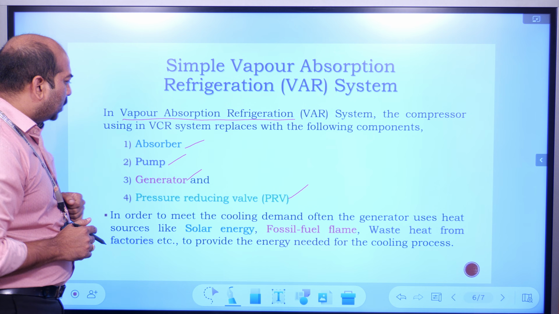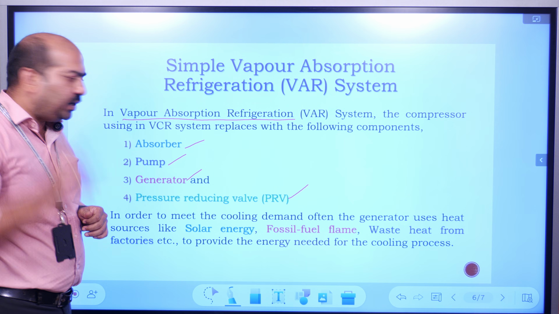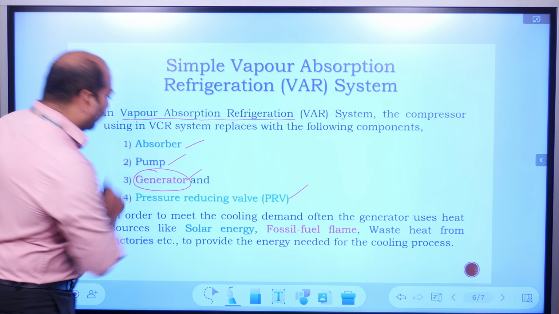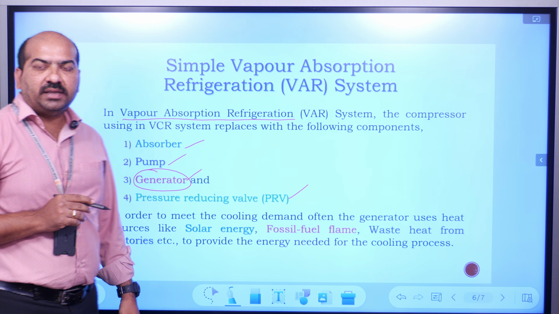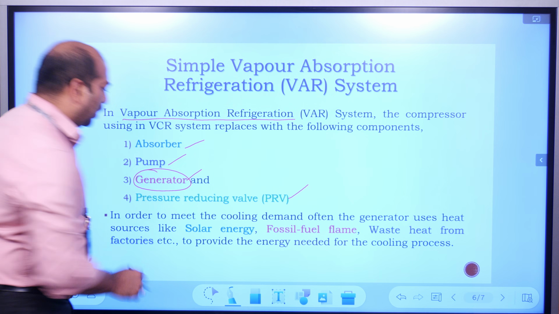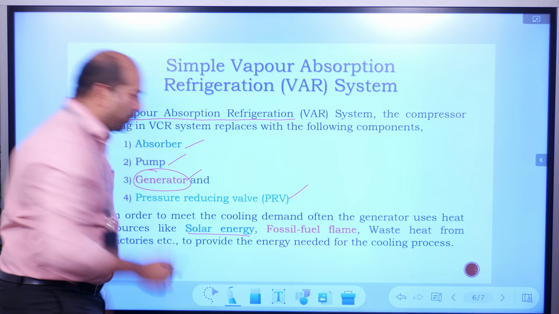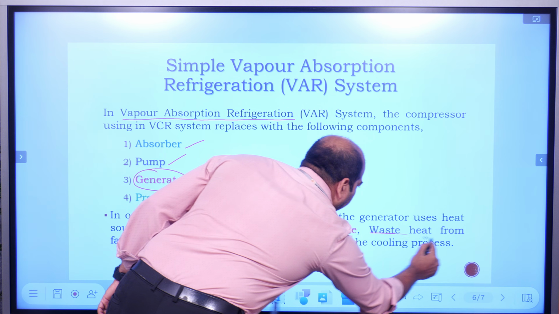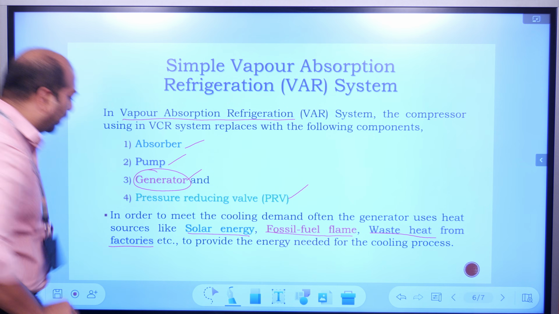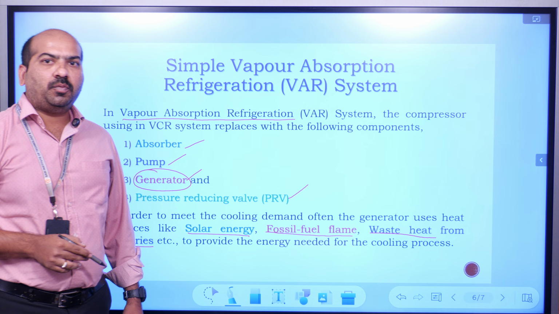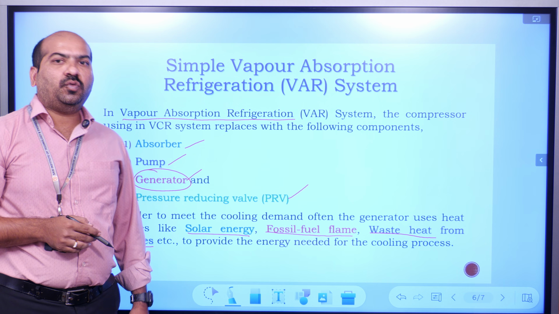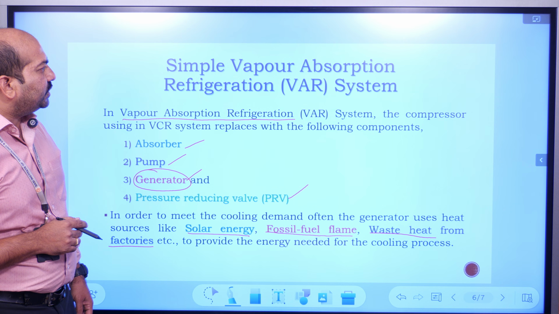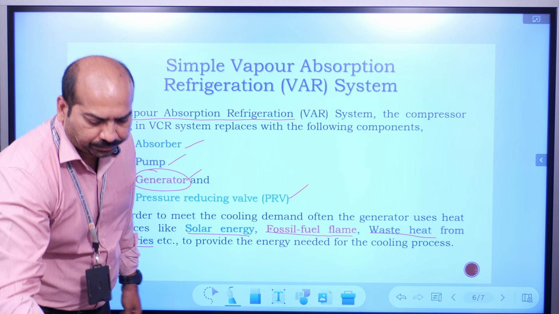Here, in order to meet the cooling demand, the generator which we are going to use in the VAR system will utilize various heat sources. It may be solar energy, fossil fuel flames, or waste heat from industry effluents or factories, providing the energy needed for the cooling process. So let us understand how this vapor absorption refrigeration system works in practice.